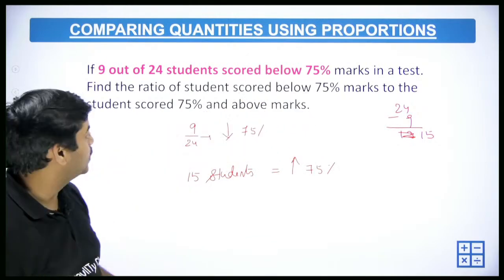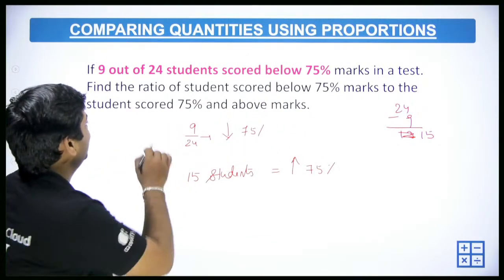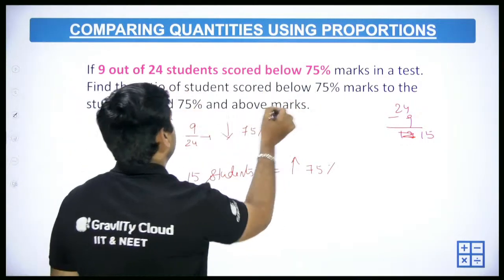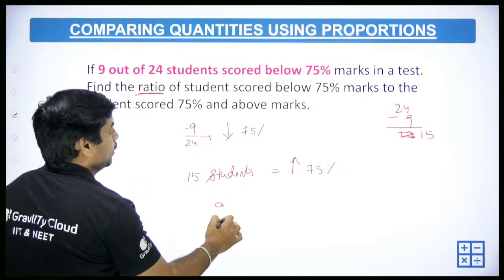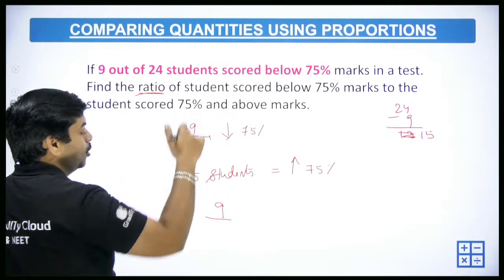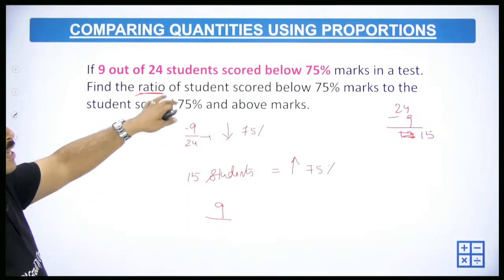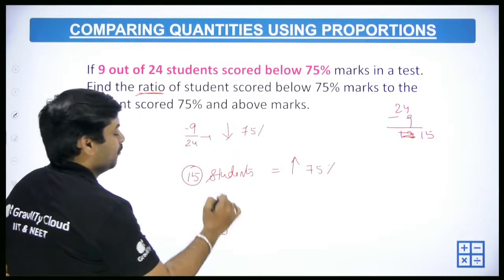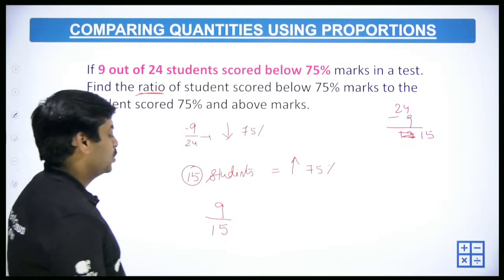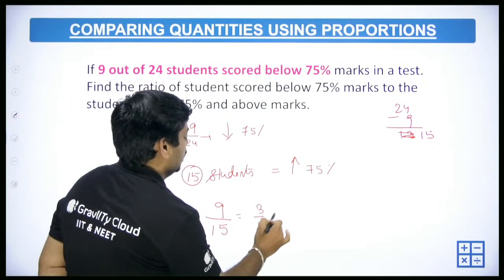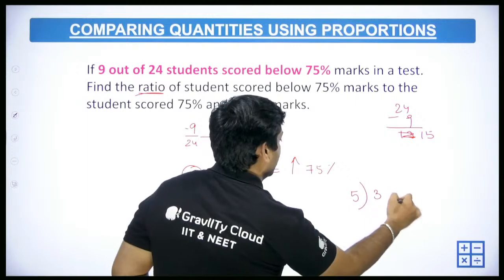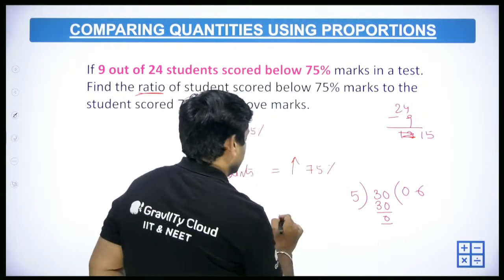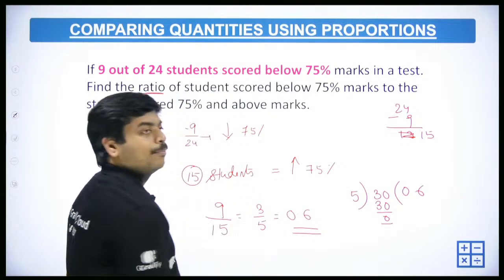The question is to find the ratio, which means we need to compare two quantities. The ratio of students who scored below 75%, that is 9, to the students who scored 75% and above, that is 15. So 9 by 15 is the required answer, which is 3 threes and 3 fives. So let's divide 3 by 5. 5 sixes are 30, which gives 0.6. Understand?